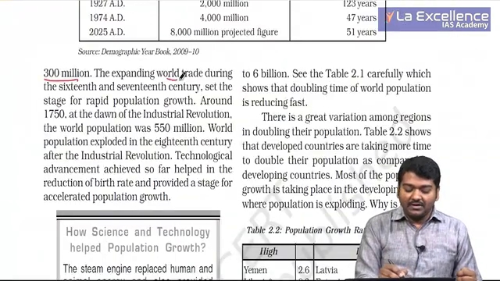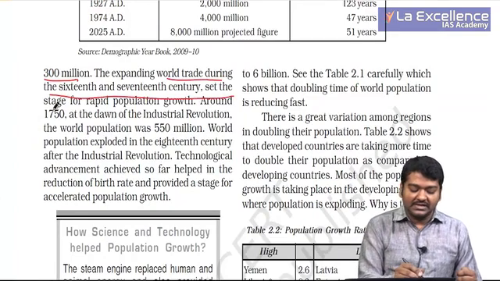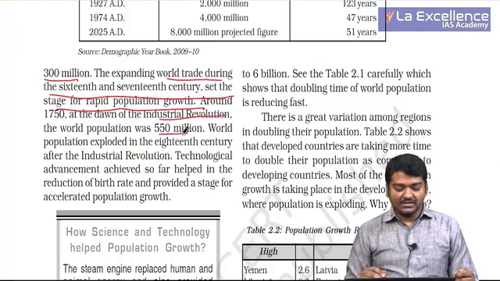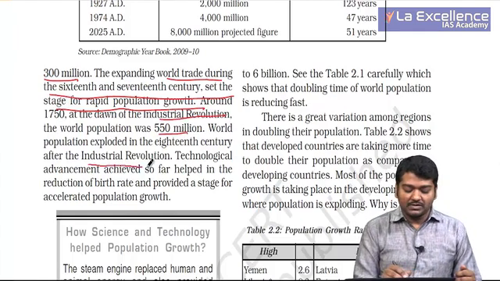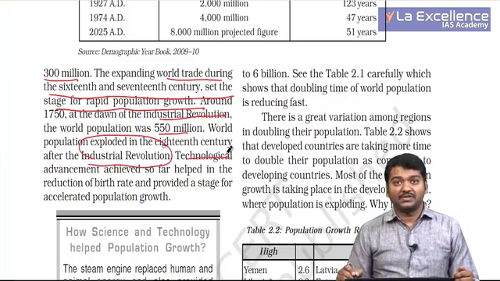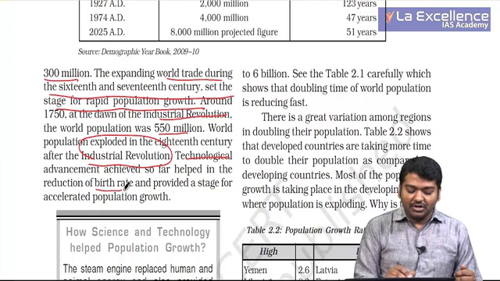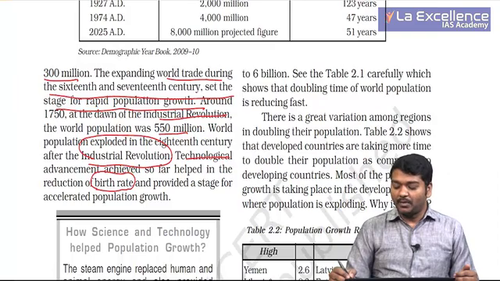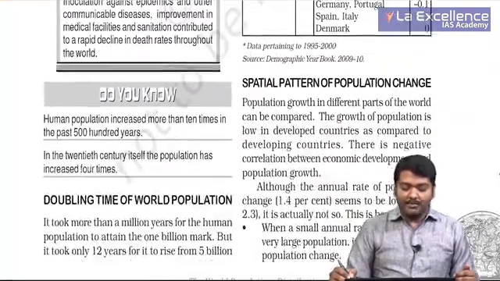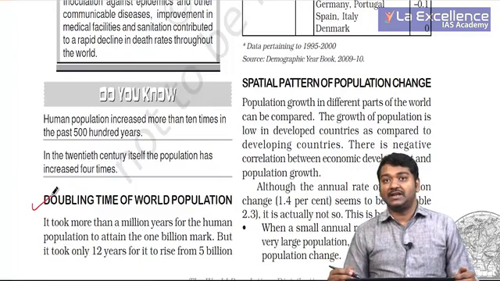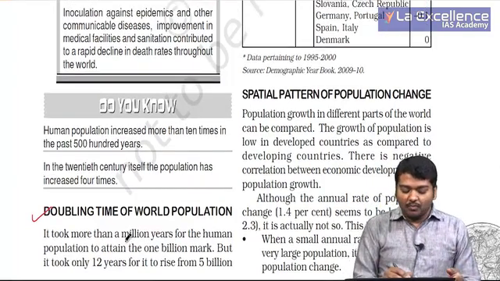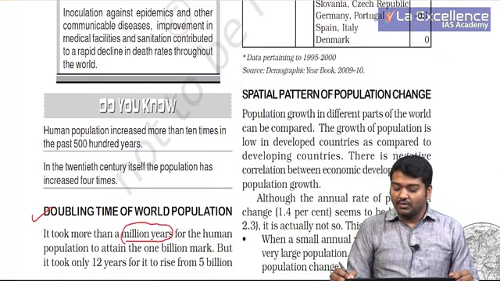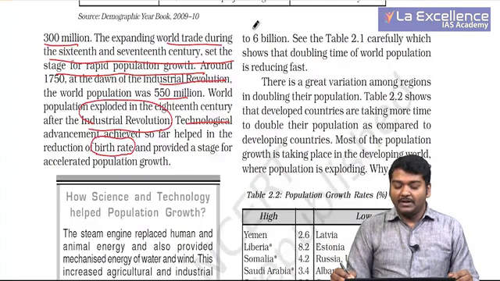The expanding world trade during the 16th and 17th century set the stage for rapid population growth, and the industrial revolution again increased it. World population exploded because of the industrial revolution, and technological advancement helped in the reduction of birth rate in a few places, and it also helped to increase the life expectancy of the population as well. But over a period of time, we have seen that the doubling has taken place very quickly. Initially, it took more than a million years for population to come to 1 billion, but today it has taken only 12 years to rise from 5 billion to 6 billion.